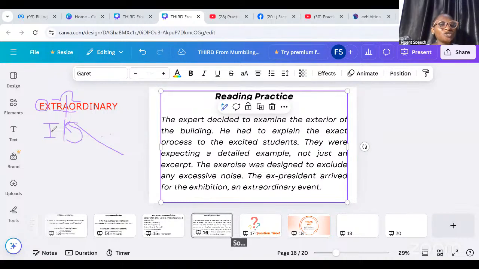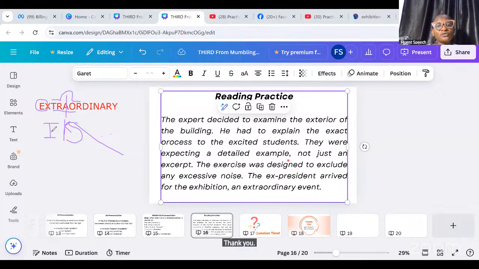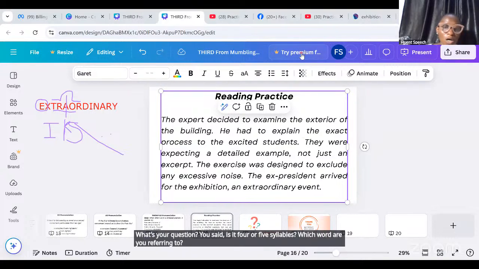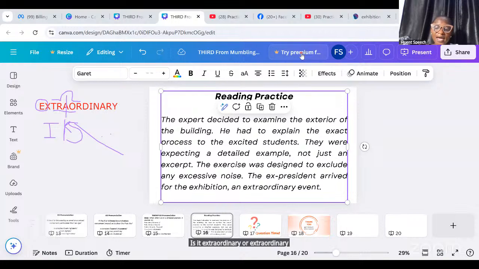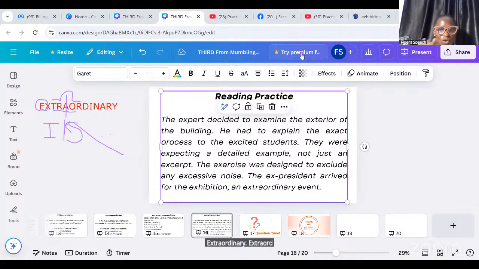Thank you. After the reading, if you're not interested in the breakout session, feel free to exit the Zoom session. If you are interested, feel free to hold on. Tekla, what's your question? You said, is it 4 or 5 syllables? Which word are you referring to? Is it extraordinary or exhibition? Exhibition has 4 syllables. Extraordinary. Extraordinarily. Extraordinary has 5 syllables. Okay?